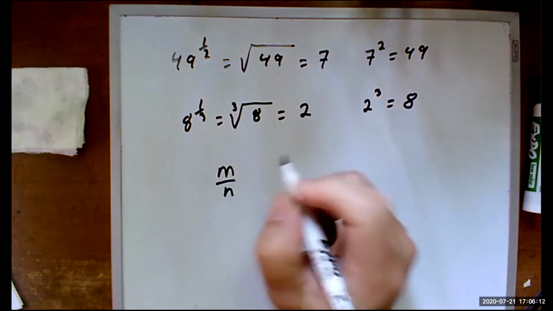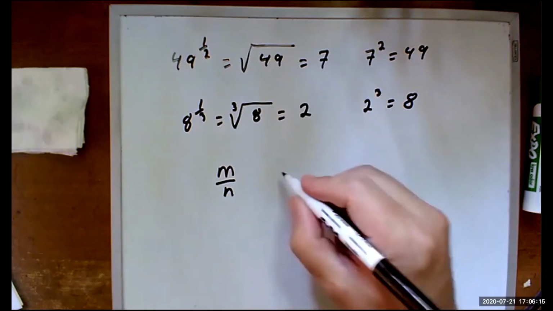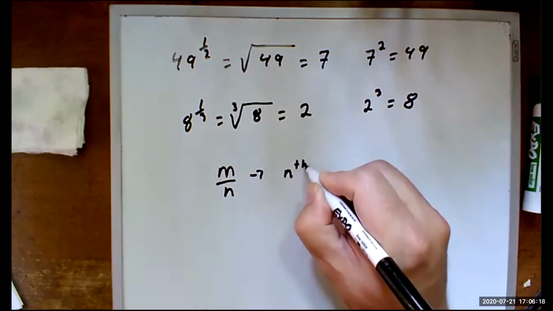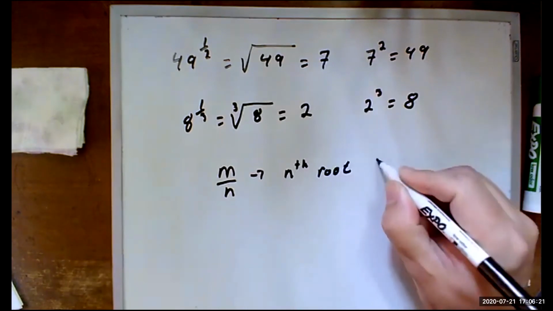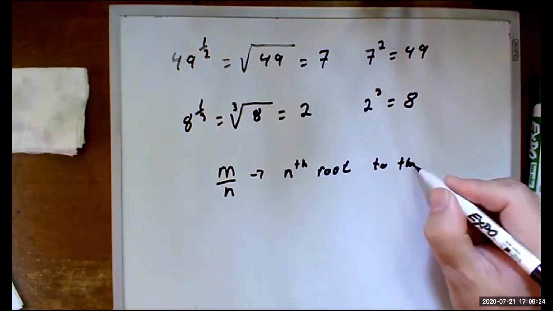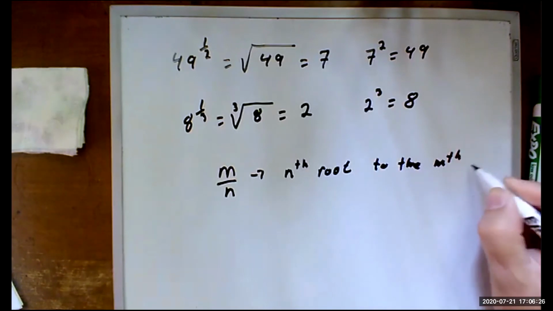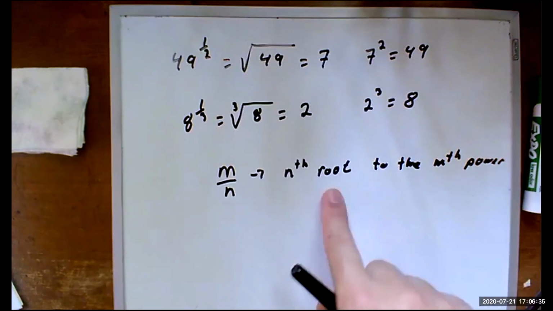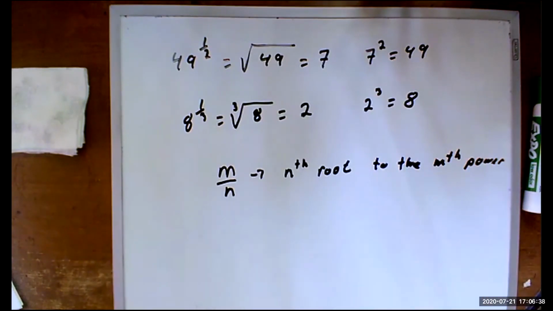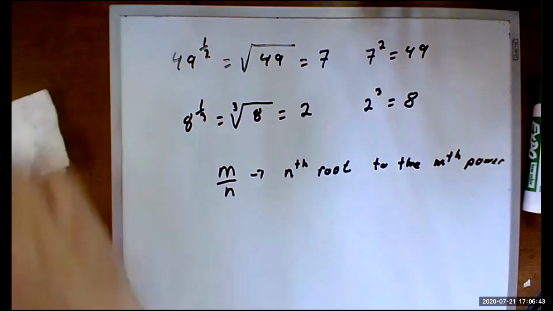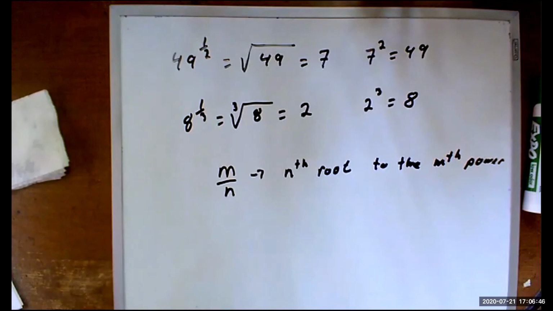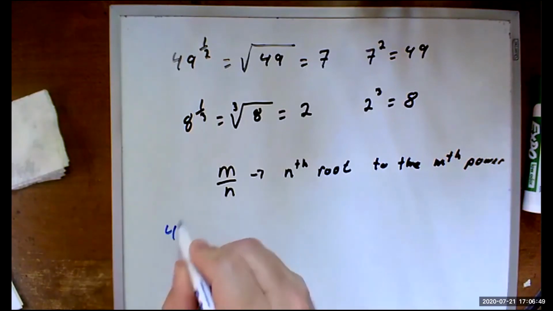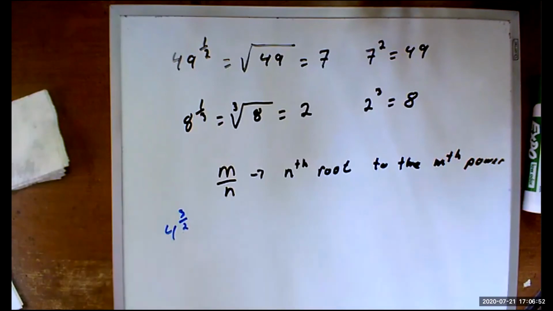When we're dealing with fractional exponents with numbers larger than 1 on top and bottom, an exponent like m over n can be thought of as taking the nth root to the mth power. And you could also go the other way around. You could take the mth power first and then take the nth root. You end up with the same result either way. I'm going to do it both ways so you can see it.